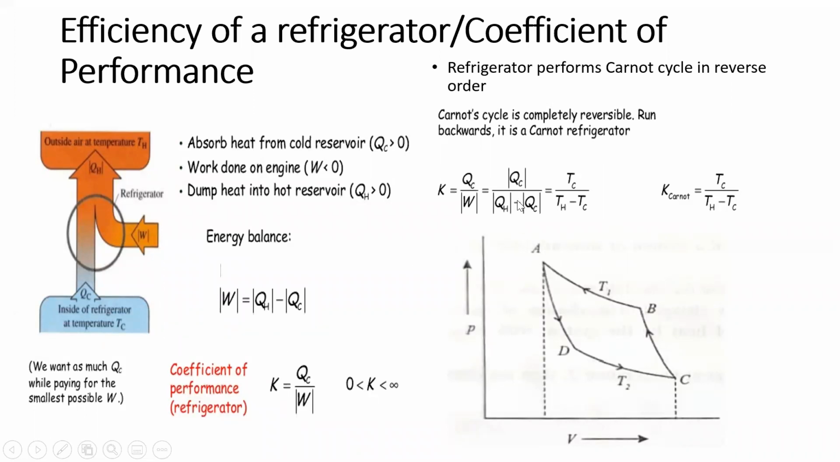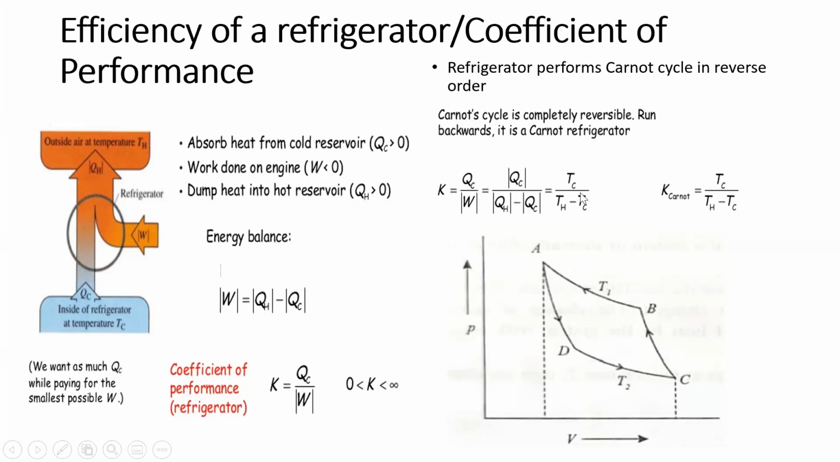So when we substitute that, and we know that the amount of heat taken depends upon the temperature itself, K equals TC divided by TH minus TC. TC is the cooler temperature, that is the temperature inside the refrigerator, and TH is the hotter temperature, that is the temperature outside. So TC divided by TH minus TC.